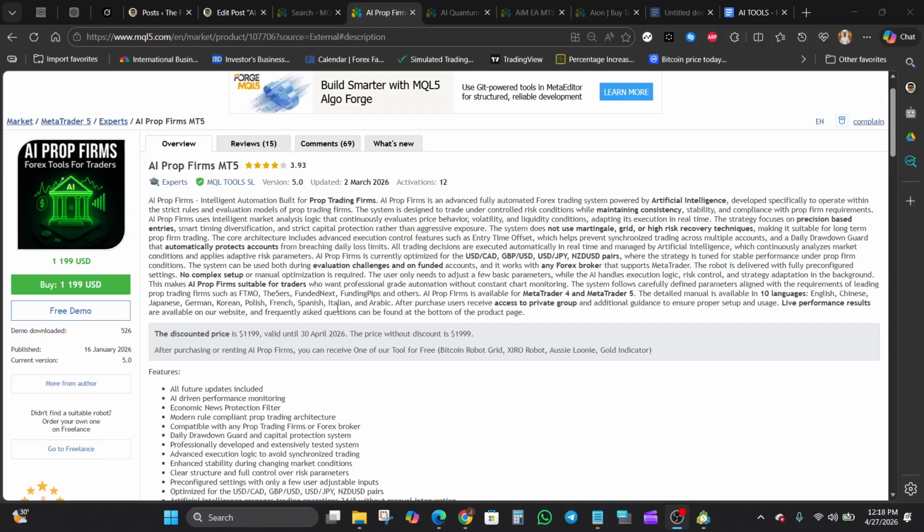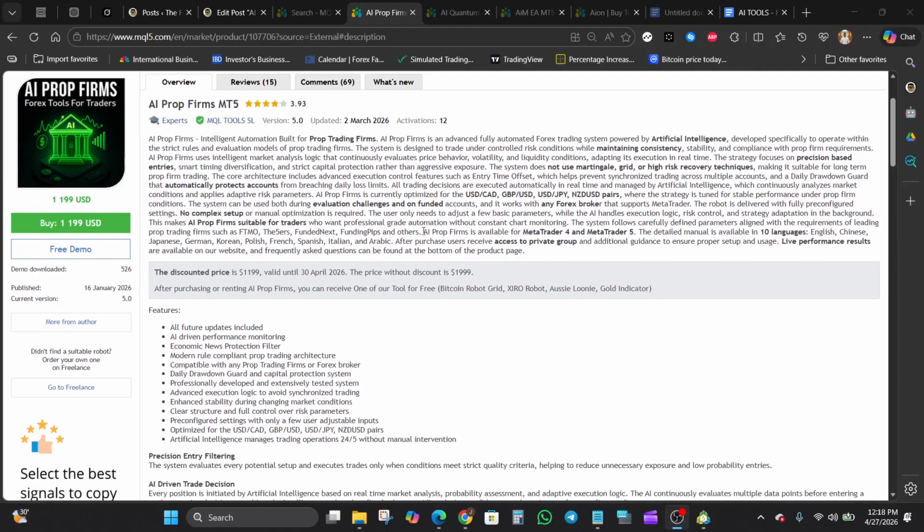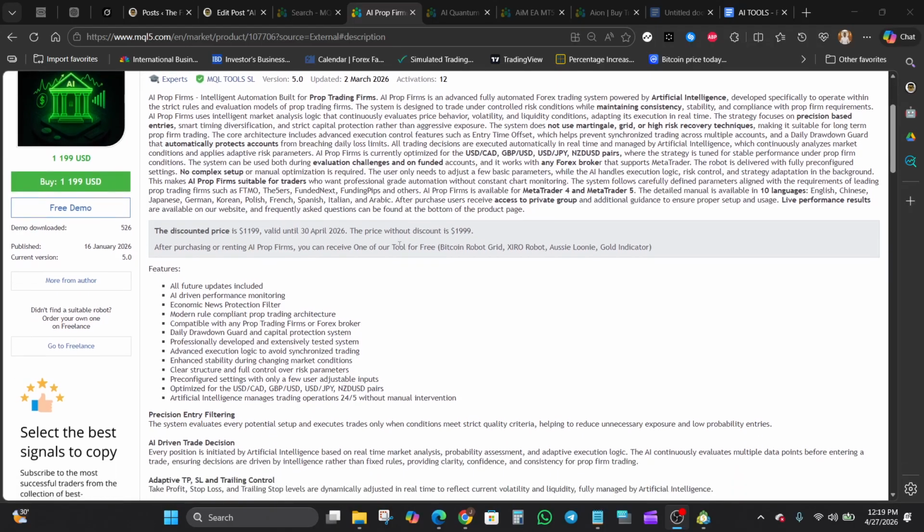Now, when I open the MQL5 page, the positioning of this EA is very clear. It's not just a general trading robot, it's specifically built for prop firm trading environments, and that already changes how I look at it. So instead of focusing on maximizing aggressive returns, the entire concept here is built around passing prop firm challenges and maintaining account consistency under strict rules like drawdown limits, leverage restrictions, and risk control policies.